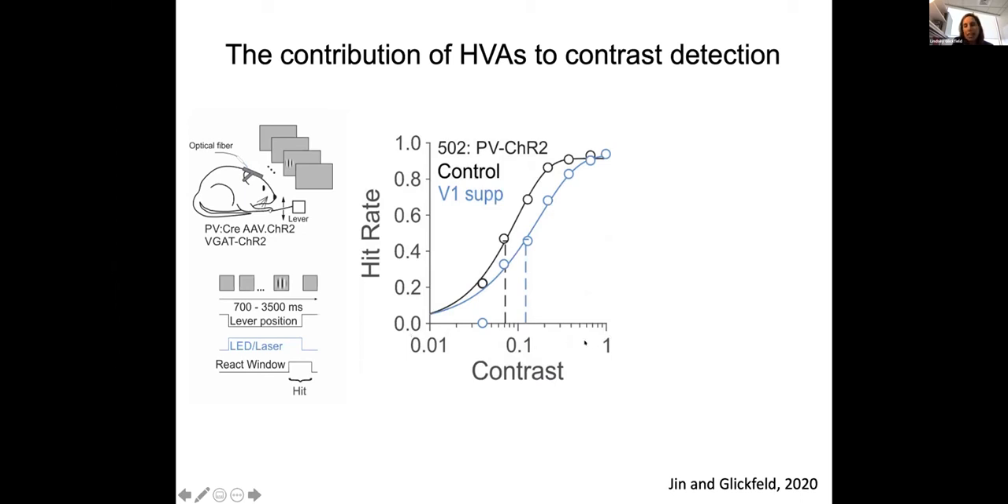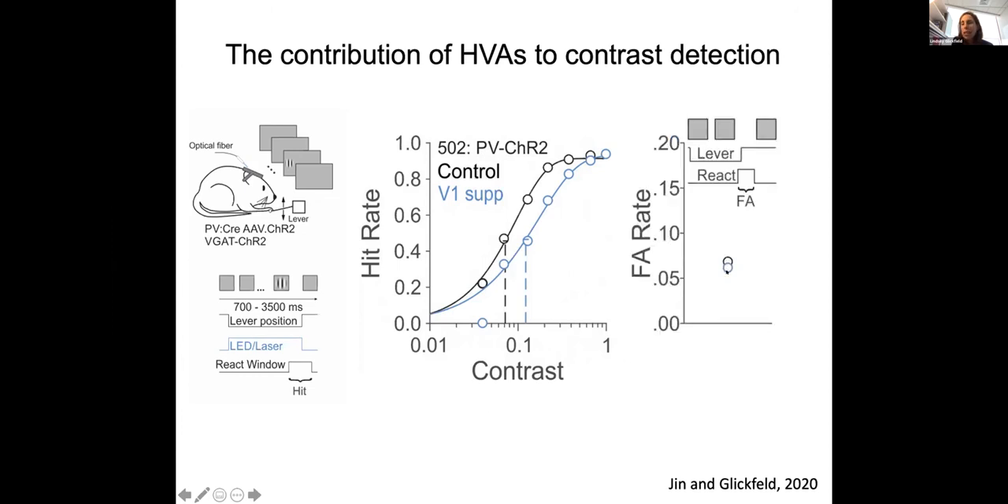So on the x-axis is the contrast of that stimulus. So when that contrast is high, the animal's really good at detecting that stimulus. And as that contrast becomes lower and lower, he's less good at it. And then again, when we suppress primary visual cortex, we see this robust increase in the animal's threshold, suggesting that, at least in this mouse, V1 is necessary for this task. And again, we see some smaller but still significant decrease in the animal's false alarm rate when we probe that.